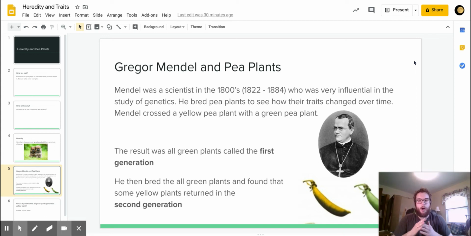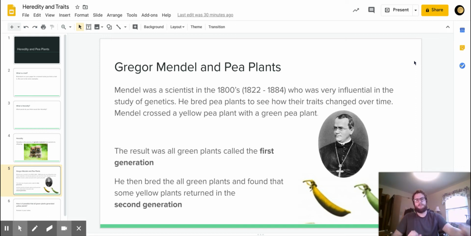So he took green and yellow, bred them together. All he got was green. So he was like, oh, that's kind of weird because I put in a yellow pea plant. What's going on there? So then he took all of the green pea plants from the first generation. He bred those together. Okay. And the result of that was the second generation. Now, some yellow plants showed up in the second generation.